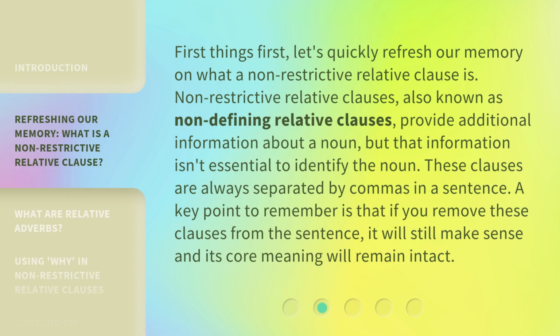First things first, let's quickly refresh our memory on what a non-restrictive relative clause is. Non-restrictive relative clauses, also known as non-defining relative clauses, provide additional information about a noun, but that information isn't essential to identify the noun. These clauses are always separated by commas in a sentence. A key point to remember is that if you remove these clauses from the sentence, it will still make sense and its core meaning will remain intact.